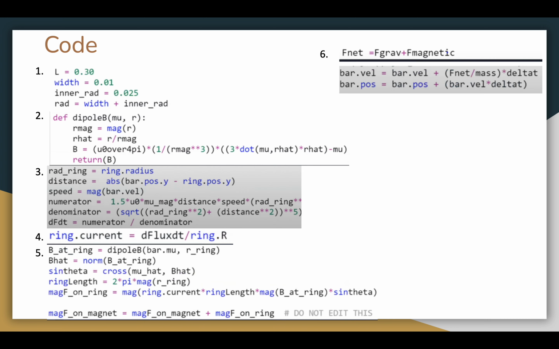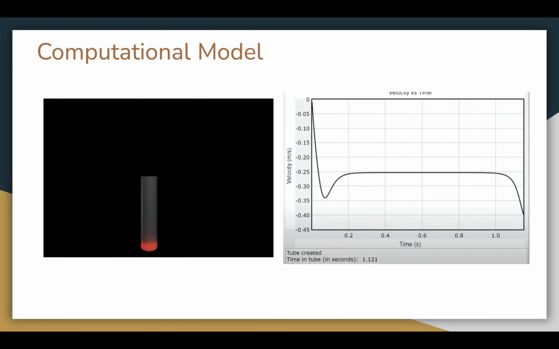The code is divided into multiple steps. Step 1 contains the measurements of the tube, including the length, width, and radius of the aluminum tube foil. Step 2 is regarding the magnetic field function of the bar magnet, which I borrowed from my Lab 3 code. Step 3 was the magnetic flux function. Step 4 dealt with the current in the ring. Step 5 dealt with the magnetic field at each ring. And the last 2 steps dealt with the magnet's net force, velocity, and position.